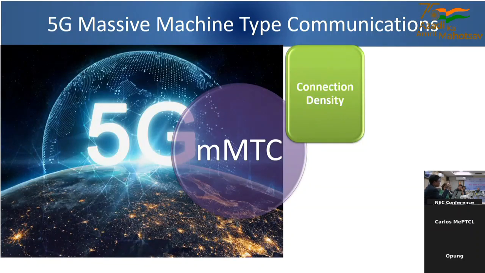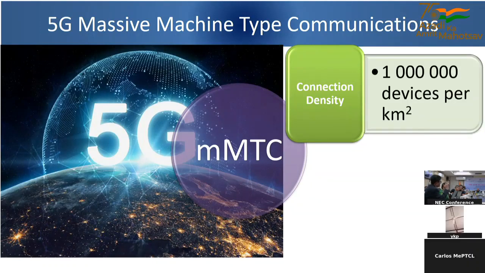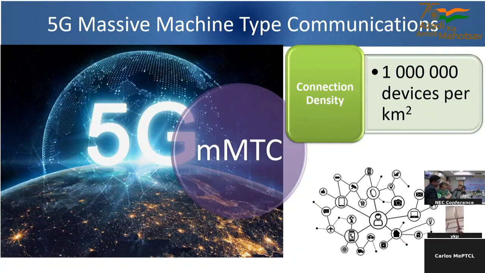Every machine can be connected, and you can install a large number of sensors in the agricultural field or remote areas to predict any disaster and all. All those would connect onto the 5G network. So the 5G network has to support a very, very large number of such connections. The parameter which 5G is supposed to support is 10 lakh devices in 1 square kilometer. So in 1 square kilometer, up to 10 lakh devices can get connected to the 5G network. That is the kind of capability which 5G has.